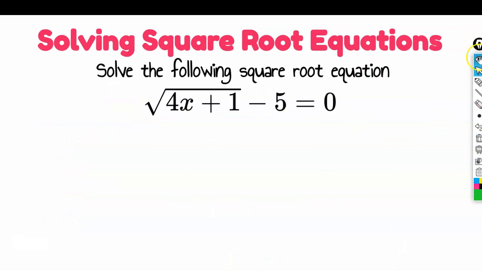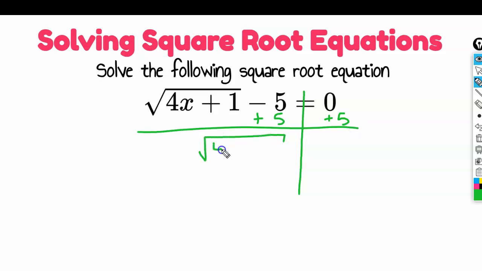Moving on. This one, a little bit more straightforward. Just solving for x. So I have to get the square root alone. So add 5 on both sides. Square root of 4x plus 1 equals 5. People will try to get rid of that plus 1 before they get rid of the square root. Do not touch anything that's inside of the square root until you get rid of the square root by squaring both sides. So when I square both sides, that gets rid of the square root.